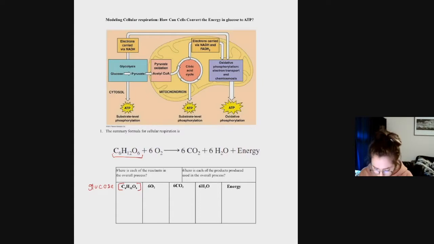Moving on to oxygen. We can also see oxygen here as one of our reactants. However, what's interesting about oxygen is that it skips glycolysis, pyruvate oxidation, and the citric acid cycle, and is actually only used in oxidative phosphorylation.